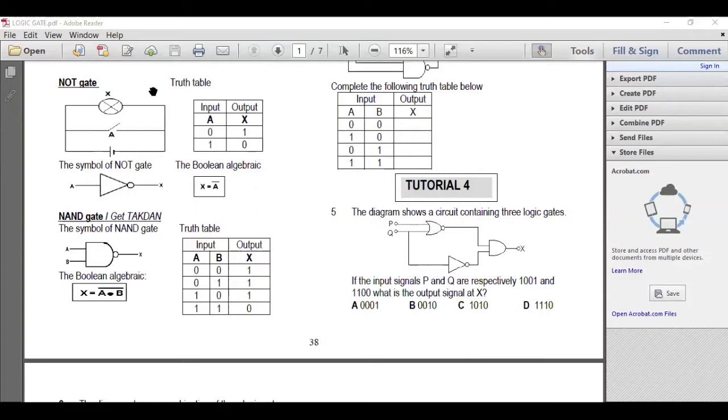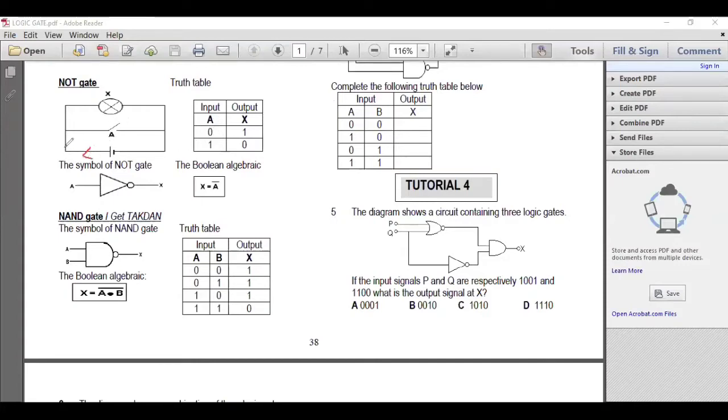The third basic logic gate you must know is the NOT gate. Now, the NOT gate only has 1 input, so that means there are only 2 possibilities. Either you turn off A or you turn on A.